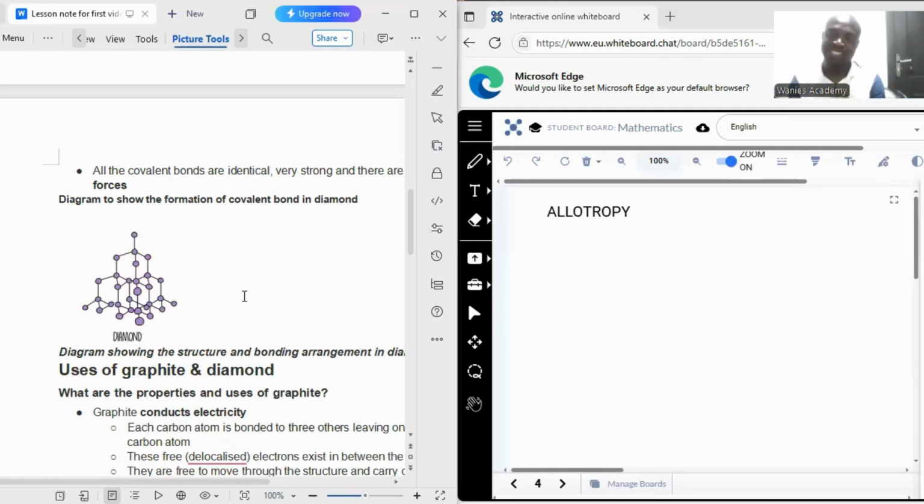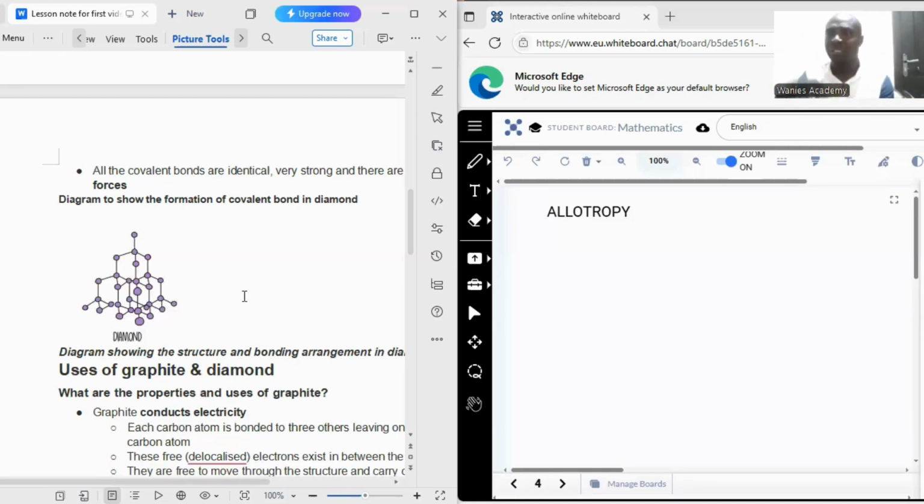Now, having stated the properties of diamond, let's quickly look at the uses of diamond. It has a number of relevant uses. Firstly, due to the hardness of diamond, it is mostly used industrially in drills for mining. Whenever we are mining, we drill through rocks, and therefore these drills need sharp pointers. So these drills are usually made of diamond.